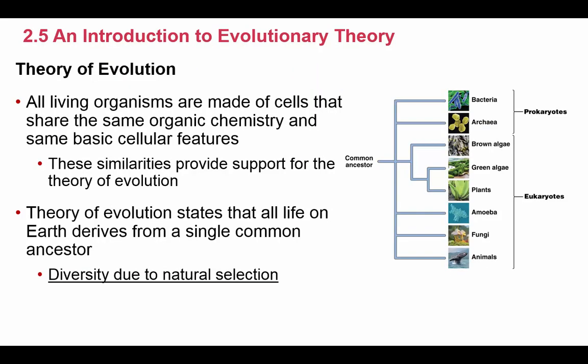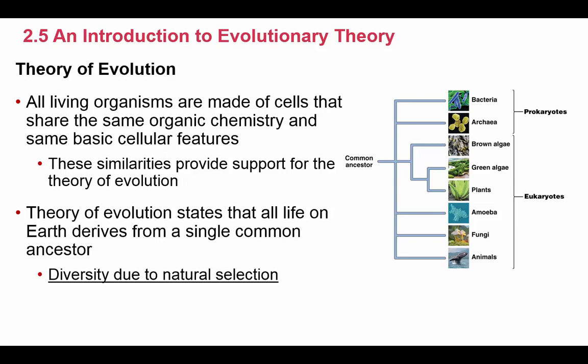And one of the last things that it tackles in this chapter is it looks at the theory of evolution. Now remember, as defined in Chapter 1, a theory is not just an idea that you have. A theory is actually a group of well-supported hypotheses that have been formed in this very powerful, broad explanation. So the theory of evolution says that all living things are made of cells, which we've already established, and these cells share the same basic organic chemistry and cellular features.